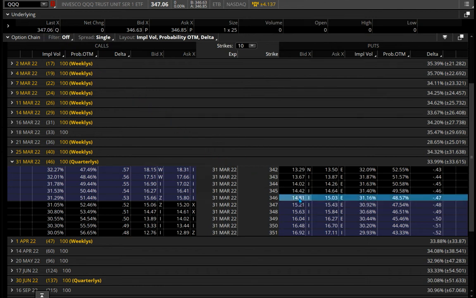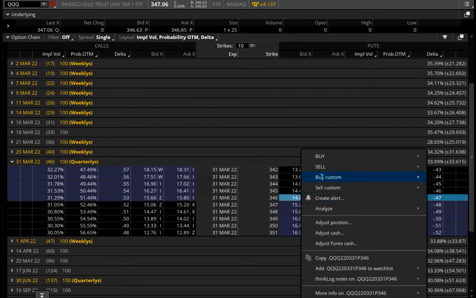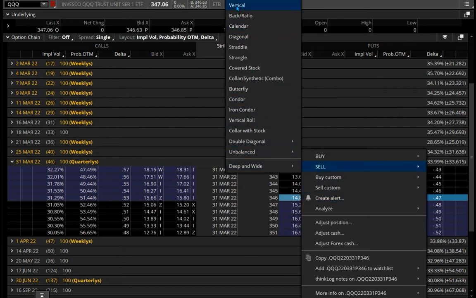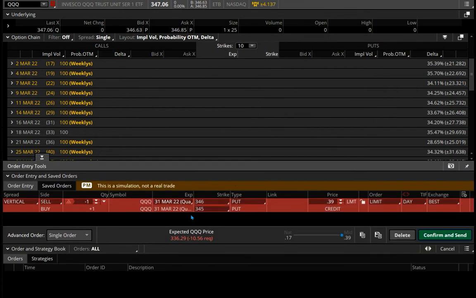So in this case, that's 346. So I'm going to look to sell a 346 vertical. And I'm going to make it a dollar wide, 346 and 345. And I'm looking to sell this for anywhere from 33 to 40 cents. So right now, this is perfect. So assuming nothing happens and the market opens up tomorrow, right here, we're going to sell the 346, 345 vertical.